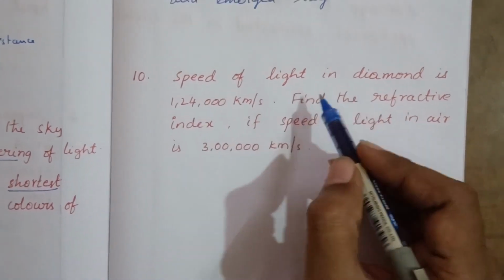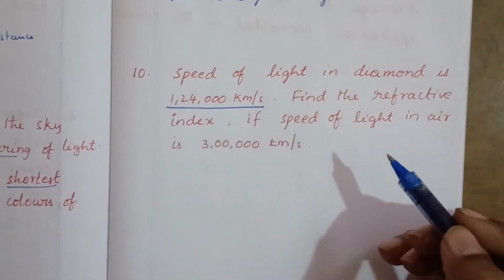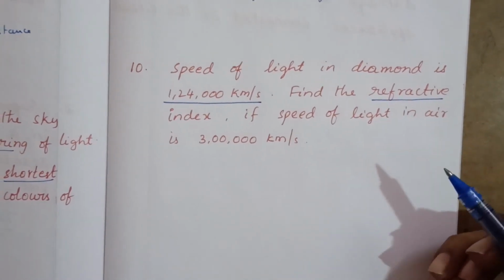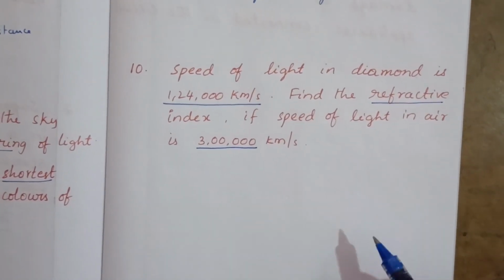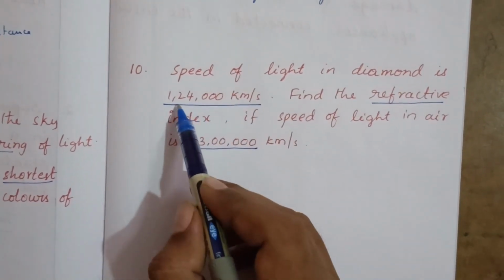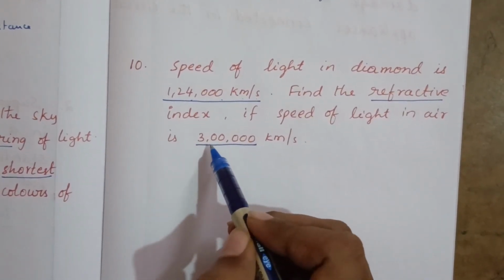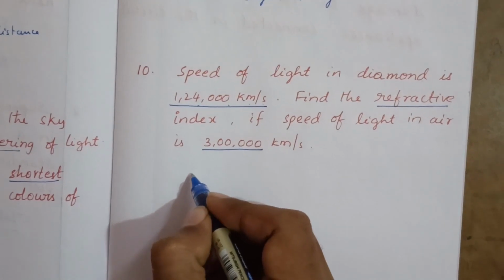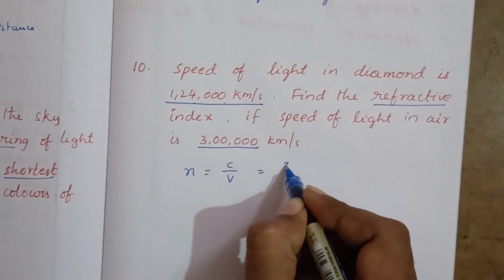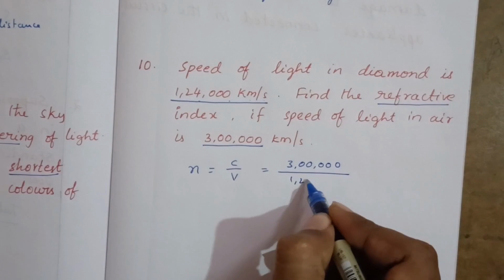Next 2 mark question is, the speed of light in diamond is 1,24,000 kilometers per second. Find the refractive index if the speed of light in air is 3 lakh kilometers per second. Now we have the refractive index formula, n equals C by V. C is given as 3 lakhs, V is 1,24,000.